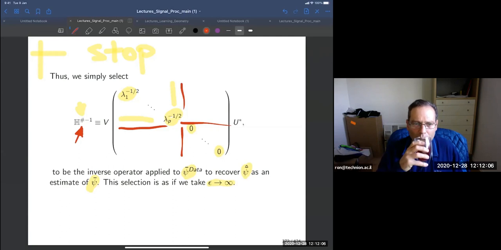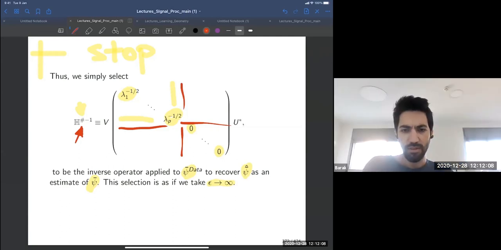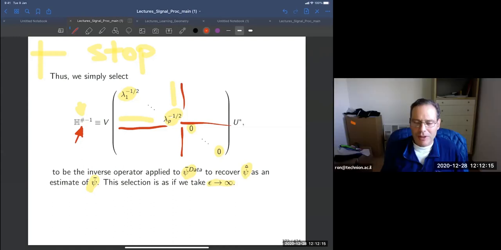More questions? But this is true only if you get actually zeros and not epsilons in the... You're absolutely right. The big problem in inverting filters is the fact that I would usually get something which is really close to zero and I wouldn't know how to invert it. But again, here we are dealing with everything which is still synthetic and we allow ourselves to do whatever we like.